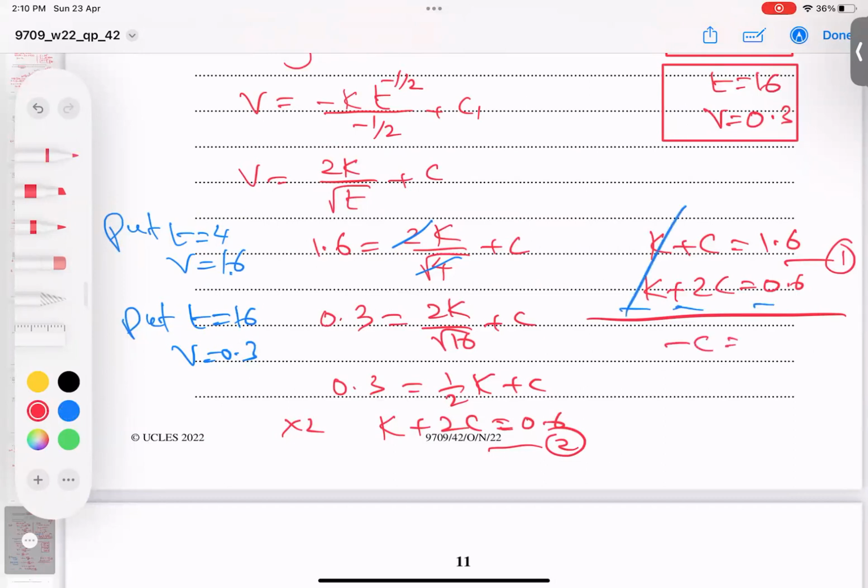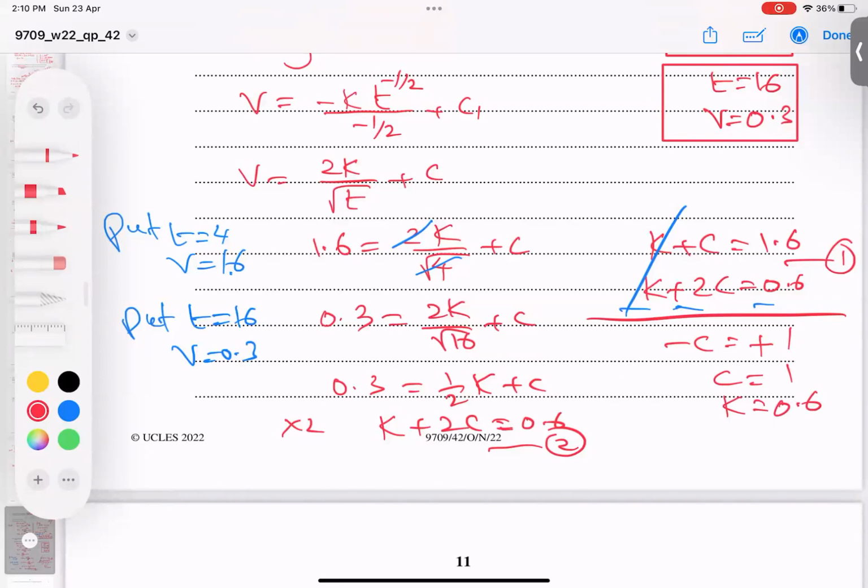I get negative c, and here I got plus 1. And ultimately c becomes 1. And this c value I can plug in any one equation. If I plug in c equals 1 here, the k value becomes 0.6.